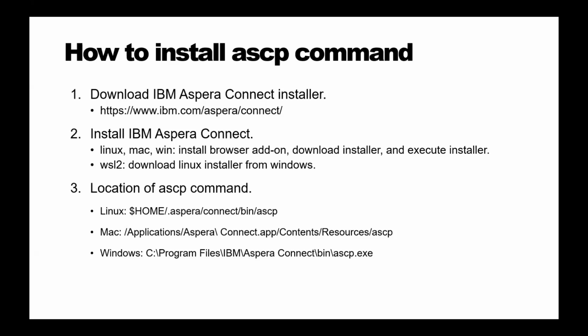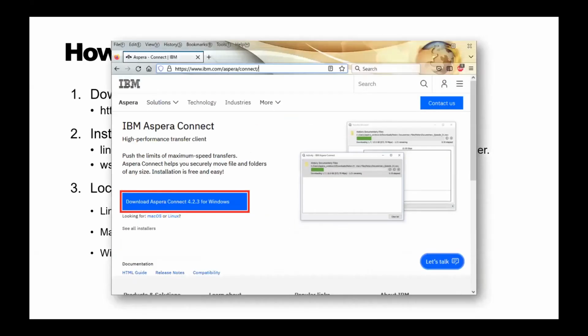Next, I will explain the use of the ASCP command. First, you need to install the ASCP command on your PC. Open the IBM Aspera Connect download page. You cannot use the Aspera Connect software for the NIG supercomputer, but you can transfer files by using the ASCP command. That is part of Aspera Connect.